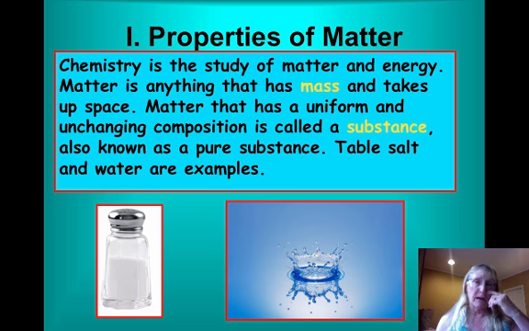Chemistry is the study of matter and the changes it can undergo when energy works upon it. And matter is anything that has mass and takes up space. That is, it has a volume where it occupies space. Any kind of matter that is uniform and unchanging in its composition is called a substance. Now you can also call this a pure substance. That would include things like table salt and water.